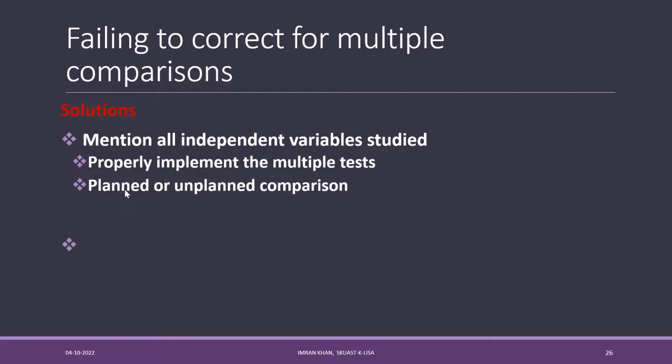Exploratory testing, so this is the solution. The exploratory testing can be absolutely appropriate, but should be acknowledged. Properly implement the multiple tests, like whether we should go for one-way ANOVA or multiple t-tests, whether to use planned comparison or unplanned comparison. Accordingly, it will be decided whether to use critical difference or Duncan's multiple range test, or we have many other tests. As I said, we have Dunnett's test, we have other tests, so that we decide accordingly.